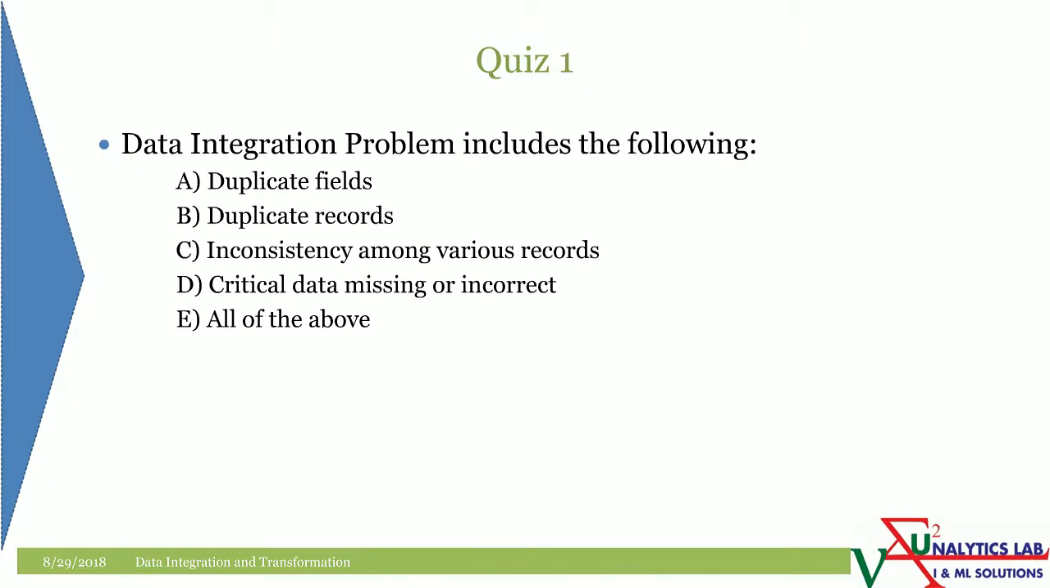Before I go to answering the question, I would like the audience to take this quiz, and I would like to hear from the audience what kind of data integration problem we just mentioned, and whether you have come across any such problem in your organization. Is it a duplicate field, duplicate records, inconsistency among various records, or critical data missing or incorrect? I just would like to hear from the audience.